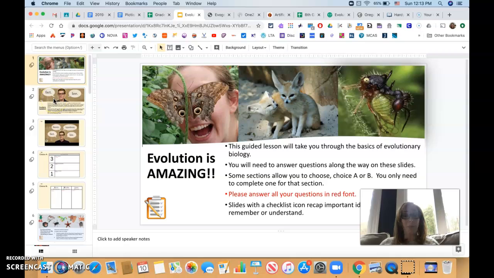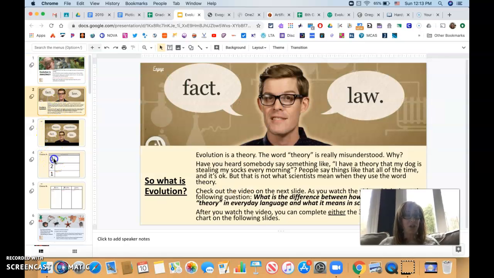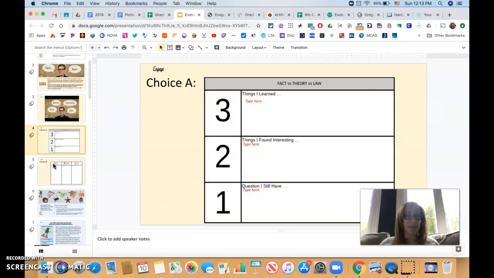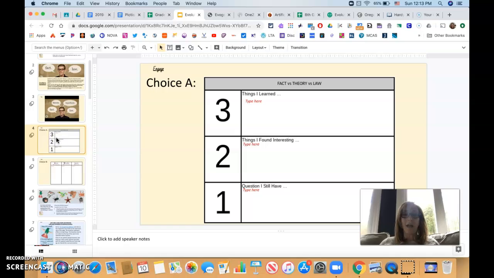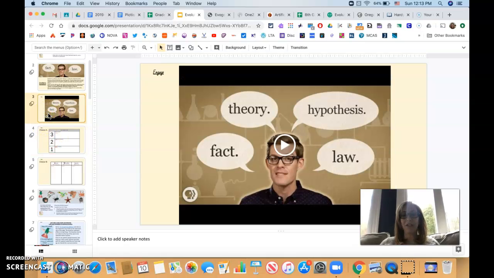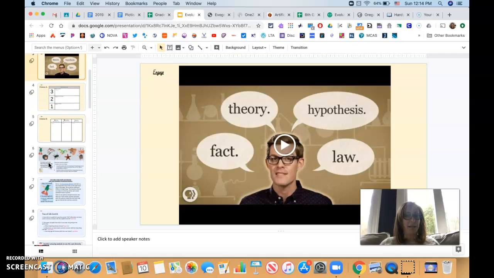So moving on. We've got a couple of videos here for you to watch. One of our first choices, choice A or B, is either a KWL chart, what I think I know, want to know, or what I learned, or it's the 3-2-1: things that you learned, things that you found interesting, and some questions you still have. And it's related to this Okay to Be Smart video on facts versus theories versus law. We've seen Dr. Joe before, so you'll take a look at that.